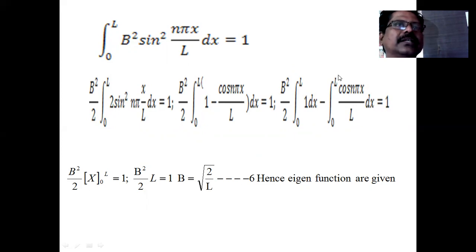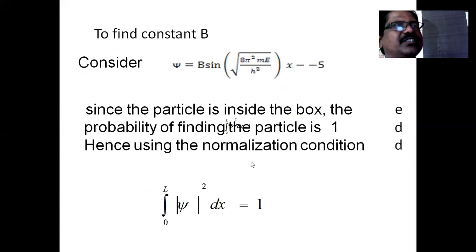Here the integration of the second term becomes 0. The integration of 1 is x, so we have B square by 2 times x between the limits 0 and L. Putting in the upper limit first gives B square by 2 into L, which equals 1. We require the value of B, so B equals root of 2 by L.